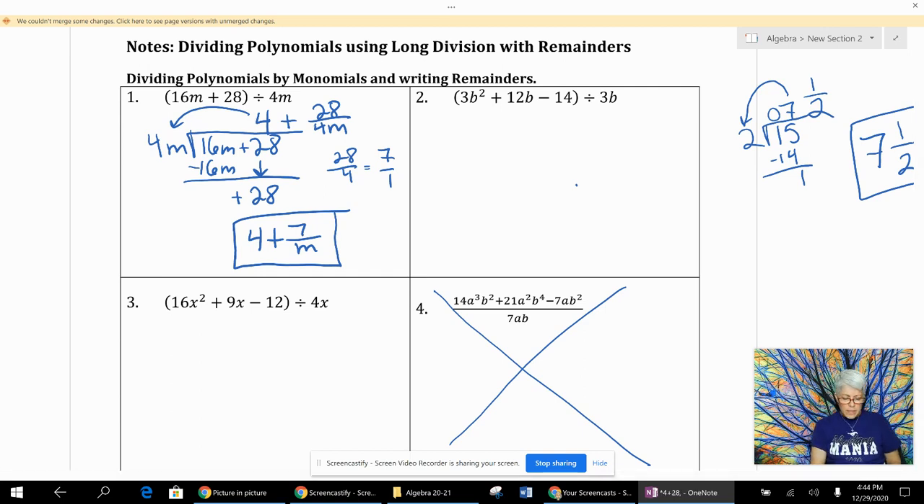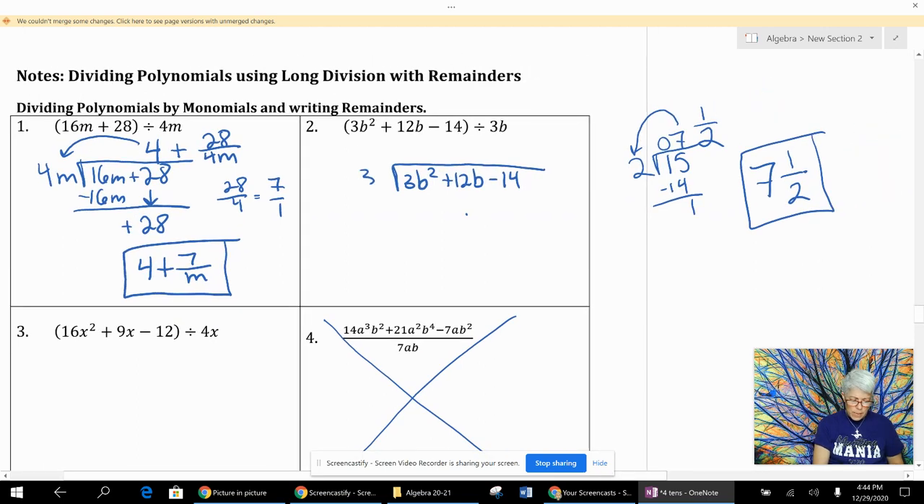Let's keep going. This time I have a trinomial. And so I'm going to put the trinomial in the division house. I'm going to put the 3b on the outside. I'm only going to look at the first term of the trinomial. Don't look at the whole thing. It'll freak you out. Instead of saying 3b goes into 3b squared how many times, think 3b times what is 3b squared? The answer is b. If I multiply 3b times b, I get 3b squared.